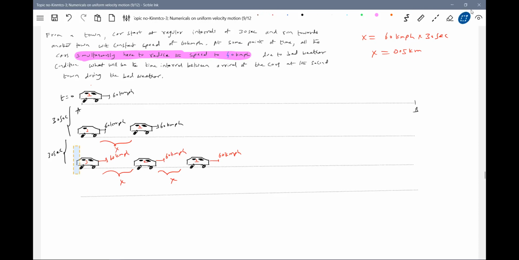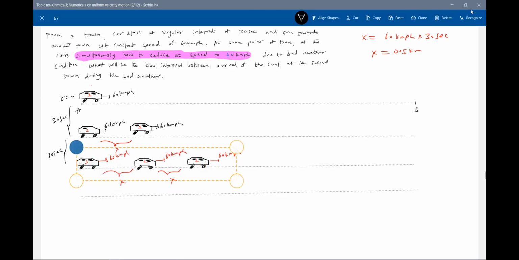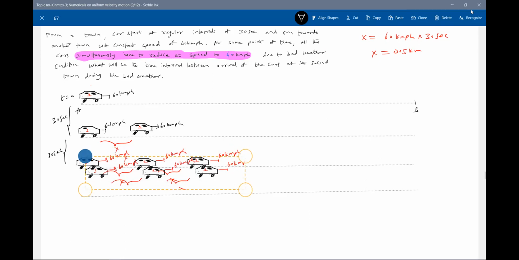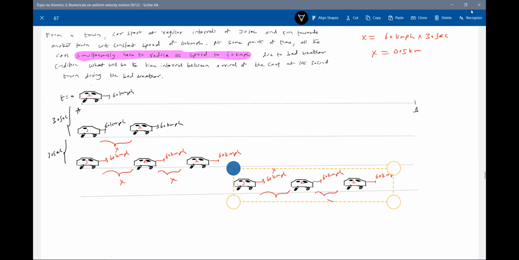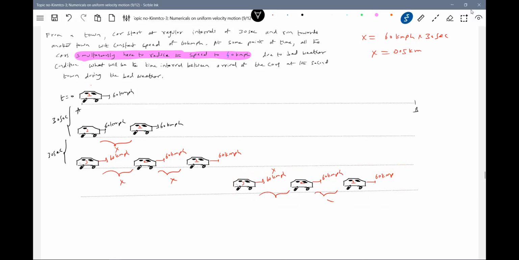I'll bring those 3 cars. I'm just taking only 3, but you have to take plenty to understand the concept. Due to bad weather, all will change their speed simultaneously. So what do you expect? The distance between them will remain the same, still x only, because all will change their speed simultaneously.